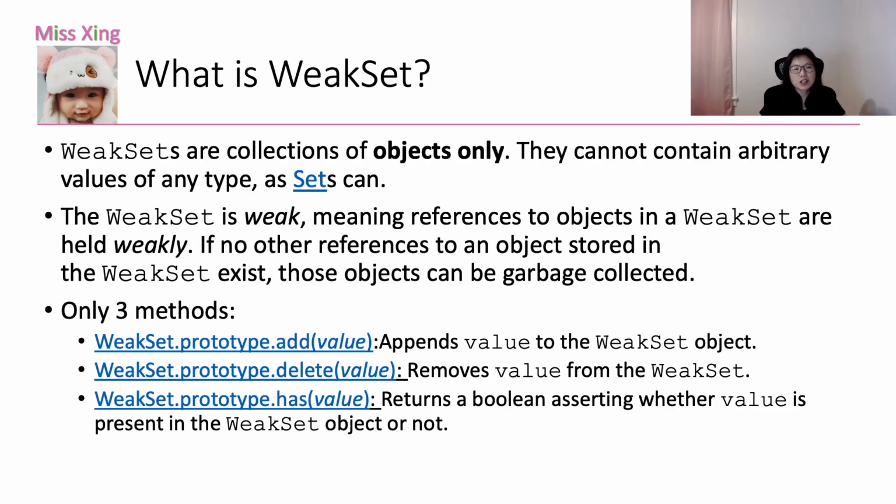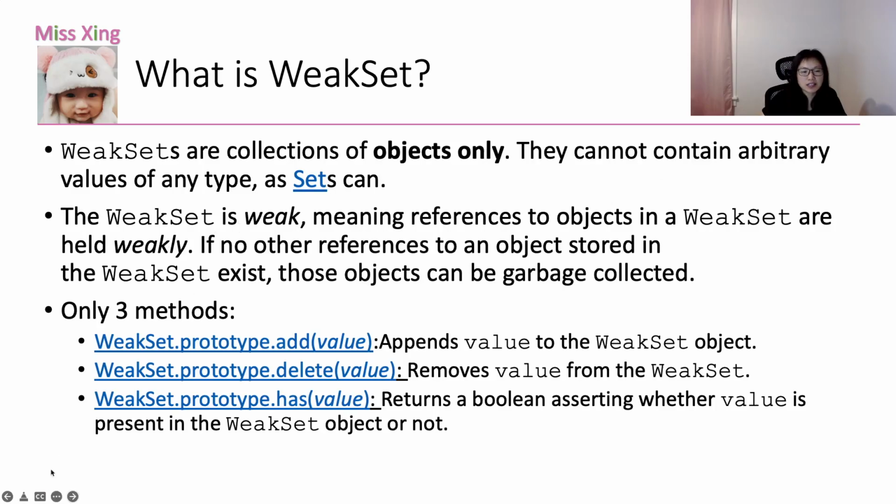So what is WeakSet? WeakSet is a collection of objects only, like a map. In a map, the key is an object only, and in the WeakSet, it only allows objects, and they cannot contain arbitrary values of any type. Which means WeakSet can only accept objects. It's different from Set. Set can contain numbers, booleans, and primitive values, but WeakSet only objects.